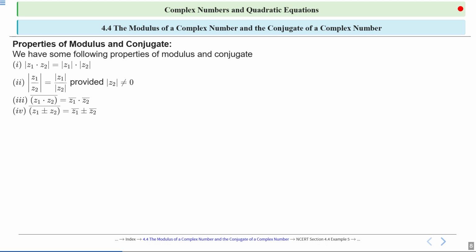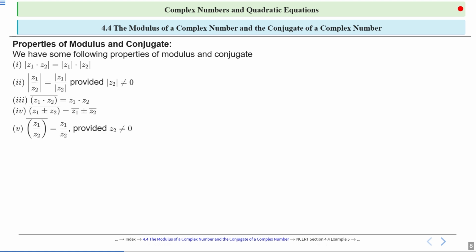The next property involves addition and subtraction. So the equation is conjugate of z1 plus or minus z2 equals conjugate of z1 plus or minus conjugate of z2. In other words, the conjugate of a sum or difference is the sum or difference of the conjugates. So this helps us break down more complicated expressions into simpler parts.